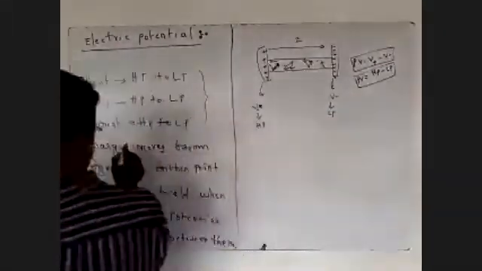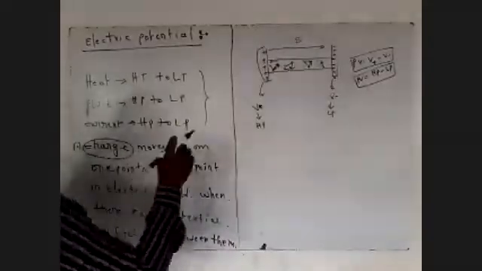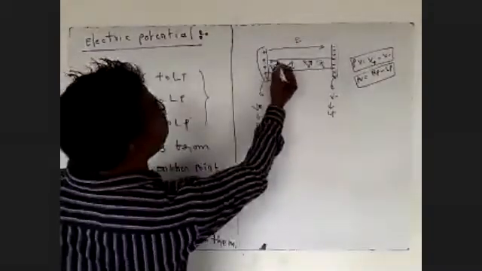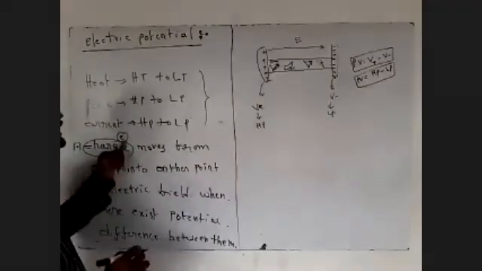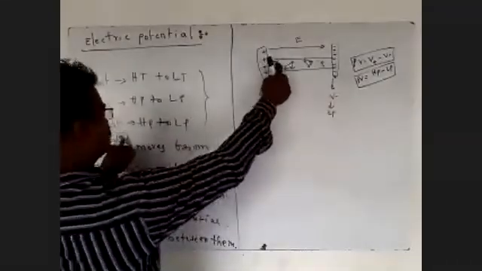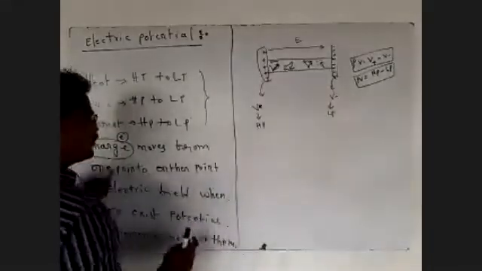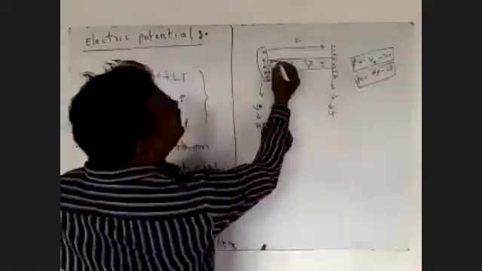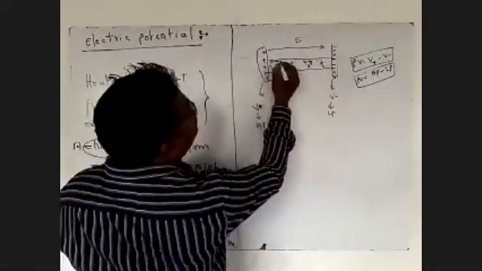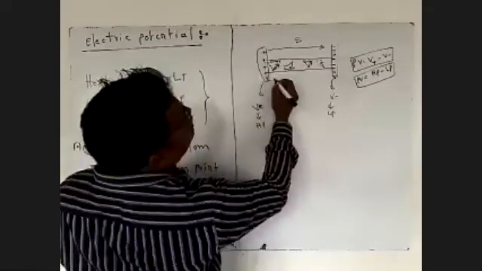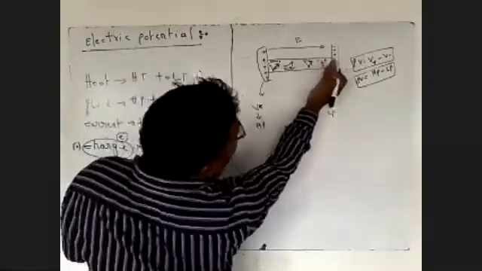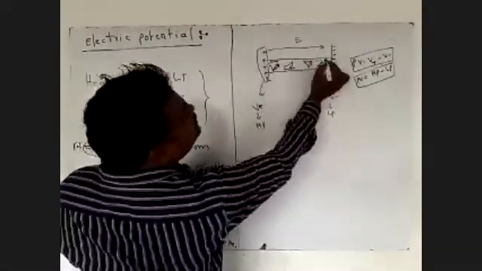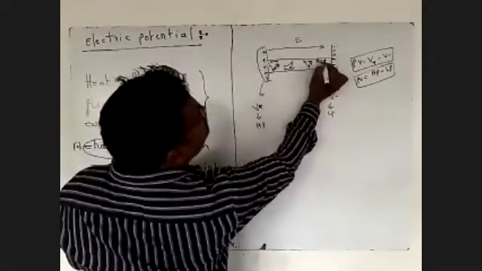So what is the charge here? Here the charge is the electron. The electron moves from one point to another point. This is one point, this is another point, and this electron is moving from here to here.